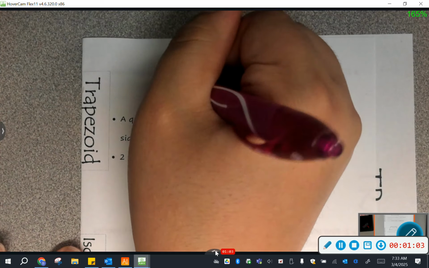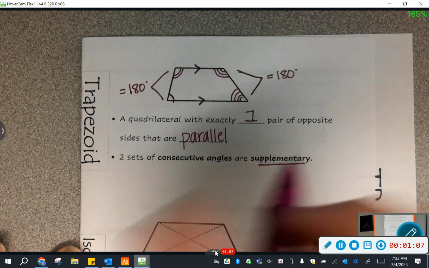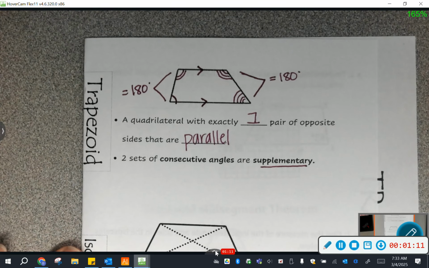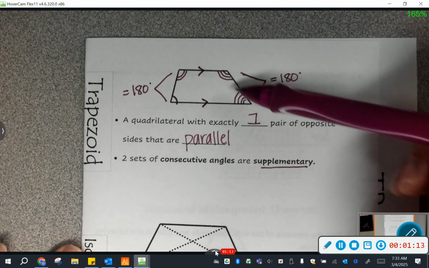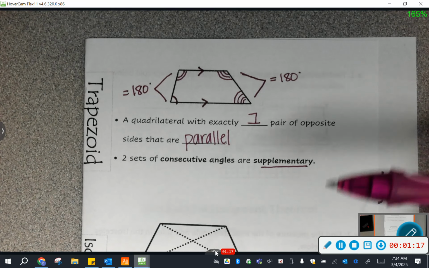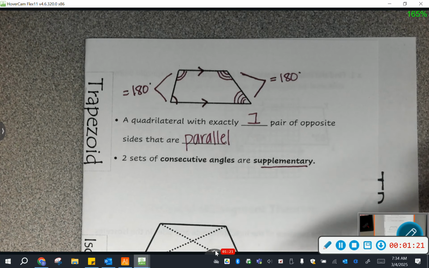And also, these 2 angles equal 180. So your angles in between your parallel lines equal 180. Does anybody know why? Not a triangle.